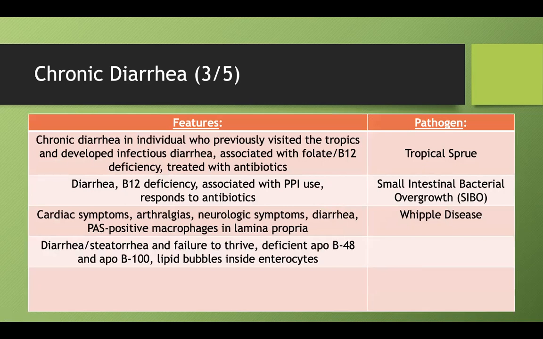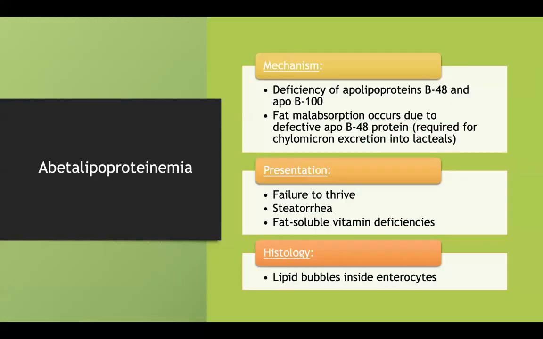And moving on, so what if you had diarrhea and steatorrhea? You have a failure to thrive. It's caused by deficient ApoB48 and ApoB100 protein production, and you'll end up with these lipid bubbles inside of enterocytes. Now we're talking about abetalipoproteinemia. And from our small intestine lecture, just wanted to jog your memory about how steatorrhea, or that fatty diarrhea, is one of the main symptoms that you're going to see. And they'll probably mention these lipid bubbles inside enterocytes if they want you to pick this disease.